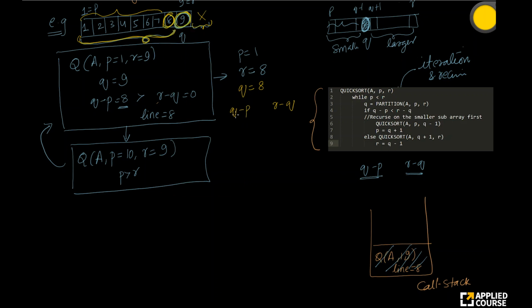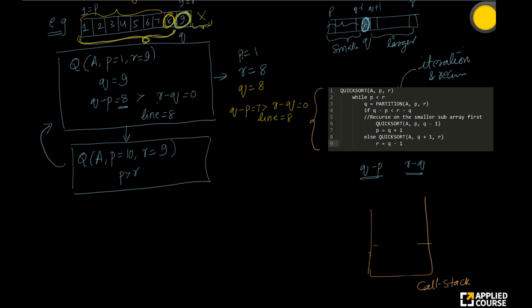So again, you'll see the same thing. Q minus P will be equal to 7, which is greater than R minus Q, which is 0. Okay. So because Q minus P is greater than R minus Q, you'll again go into the else condition. Now again, you are at what line? You are at line equals to 8. The stack is empty now. There is nothing on the stack. Let me erase everything on the stack.